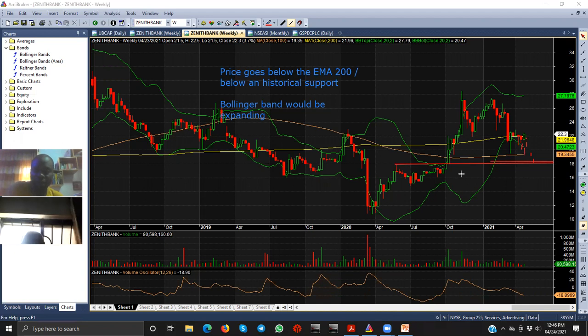Now, that's for exits. Simple way to use your exits. Now let's look at our take profit level, the profit taking zone. There's a strategy I usually use. There are two strategies I use for profit taking.